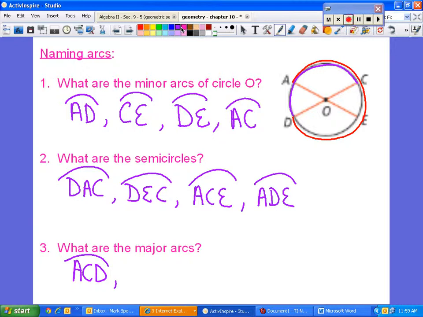Okay, so another one we have is... we did ACD. So another one we can do is start at point C, CEA.